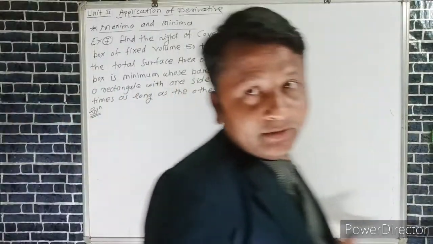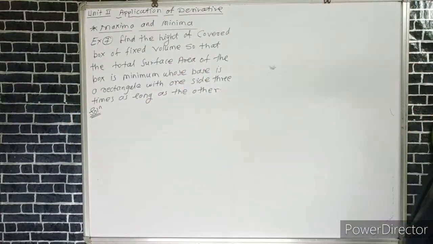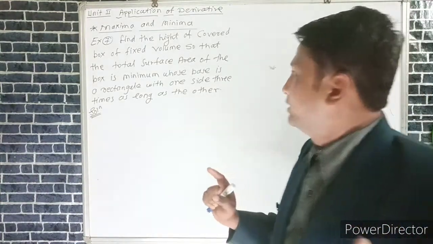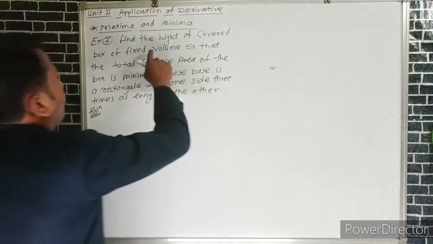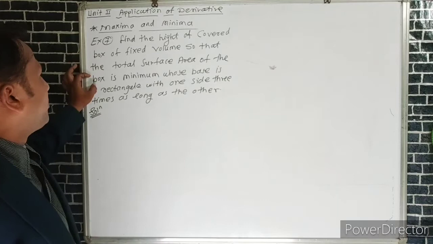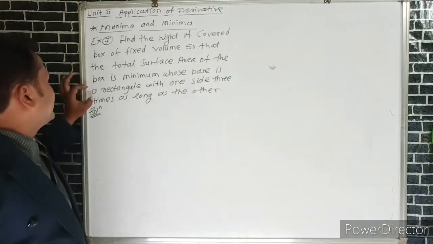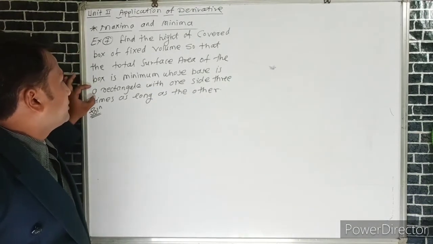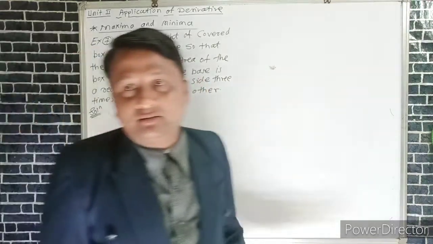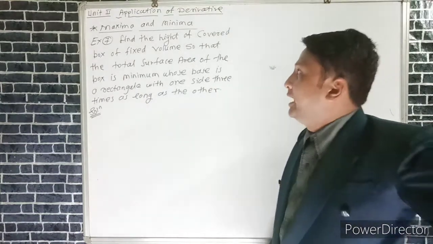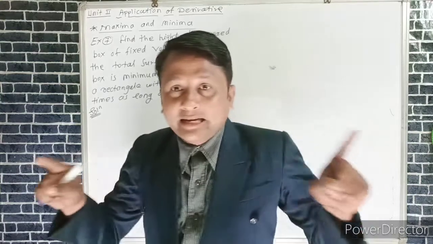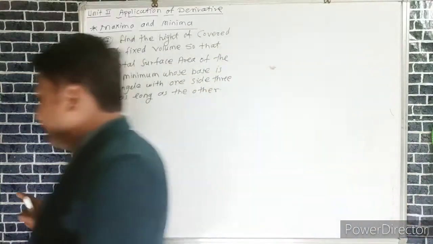Guys, example number 7 is: find the height of the covered box. We have to find the height of the covered box, and fix the volume so that the total surface area of the box is minimum, whose base is a rectangle with one side 3 times as long as the other. The given covered box is a rectangular shape.